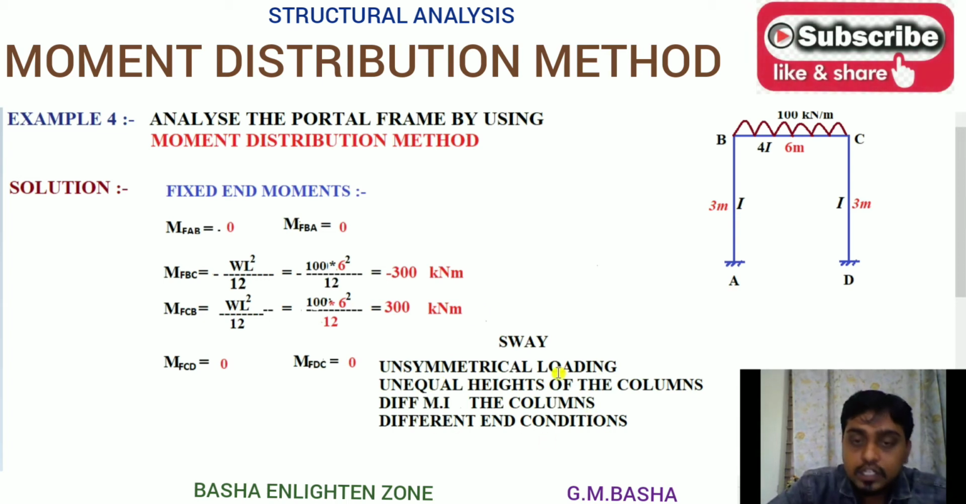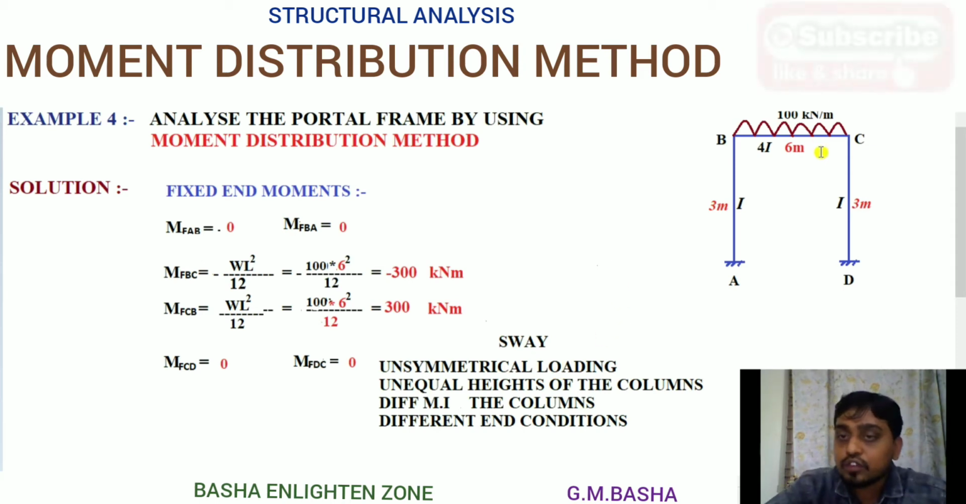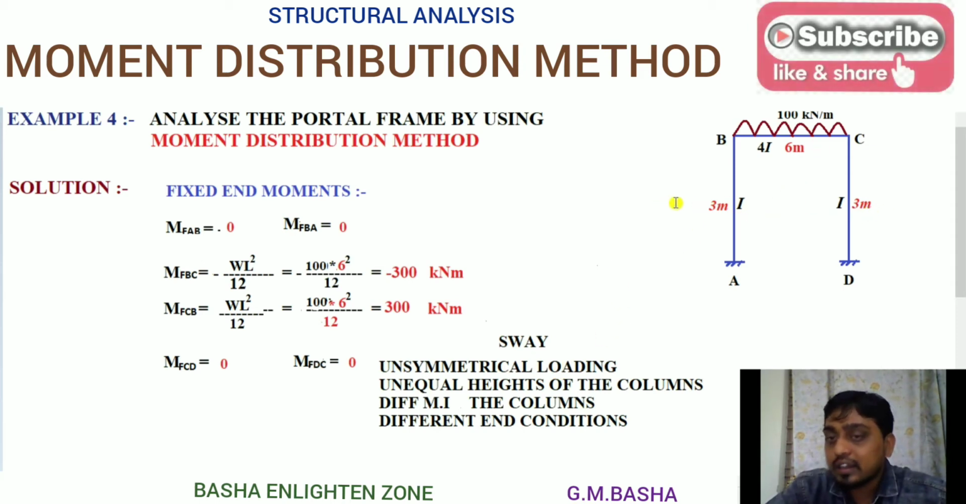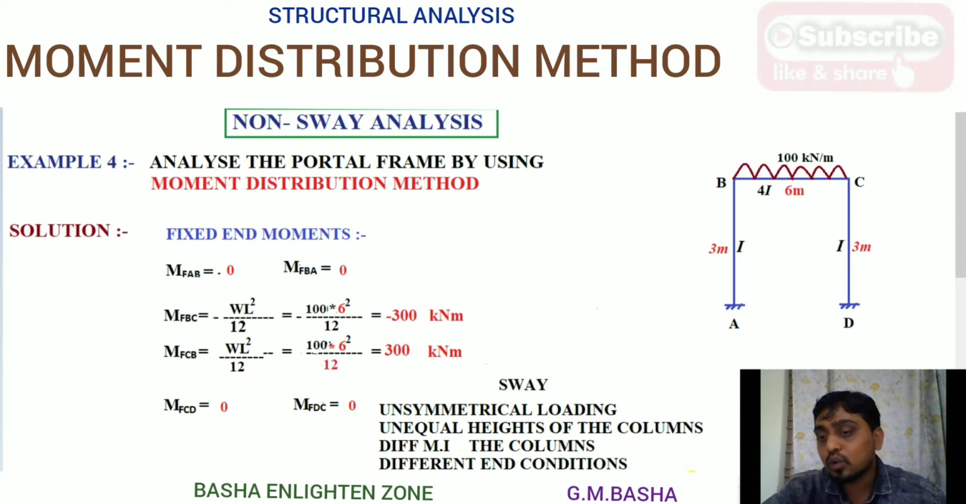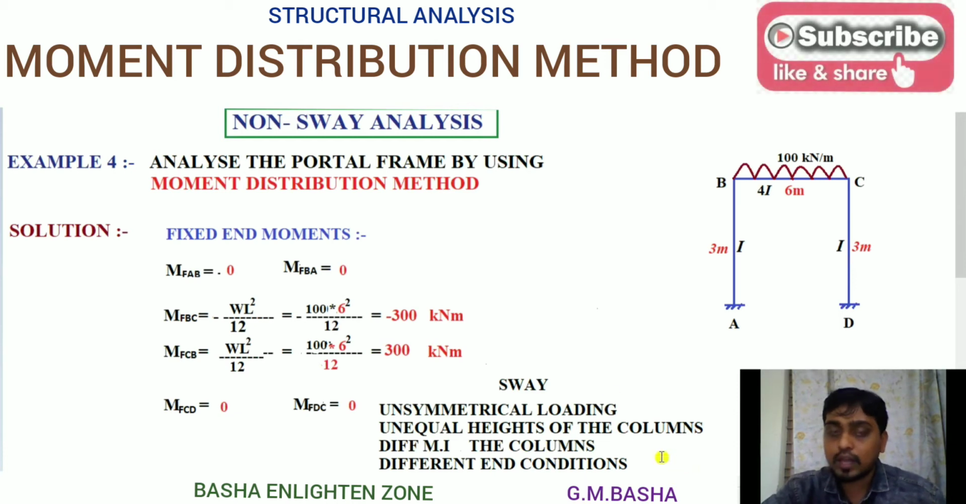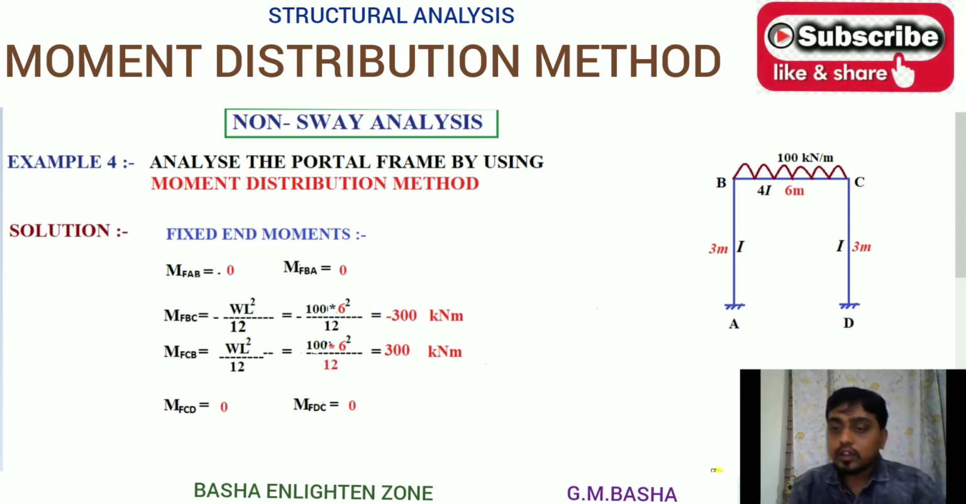Out of these 4 conditions, if any one condition happens in the frame, then the frame definitely leads to sway analysis. If you observe this frame, both column heights are equal, the moment of inertia of the columns is the same, both ends are fixed, and the loading is symmetrical. So all conditions are symmetric, that is the reason the frame comes under non-sway analysis. Here all the conditions are satisfied for non-sway analysis, so we will go for non-sway analysis.